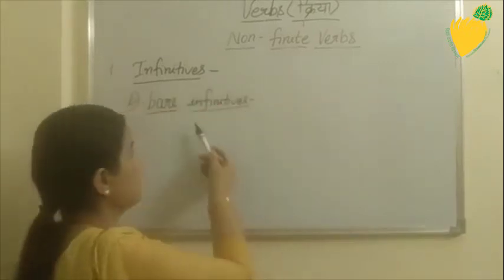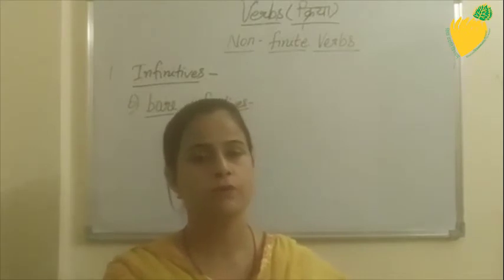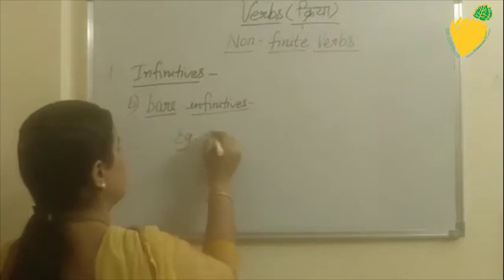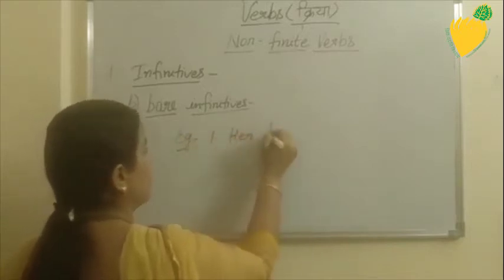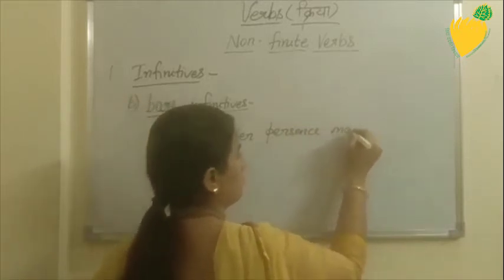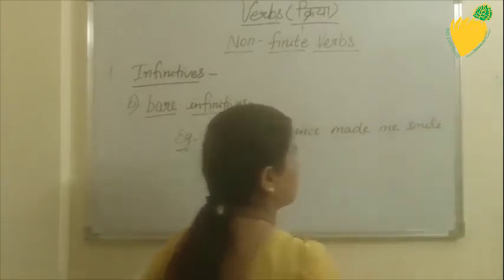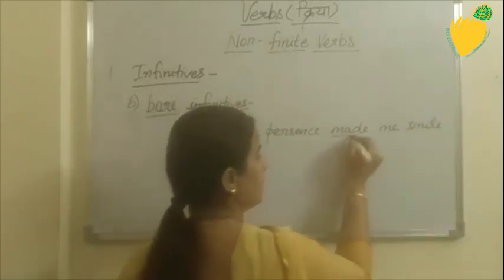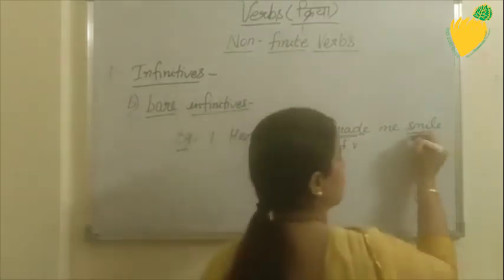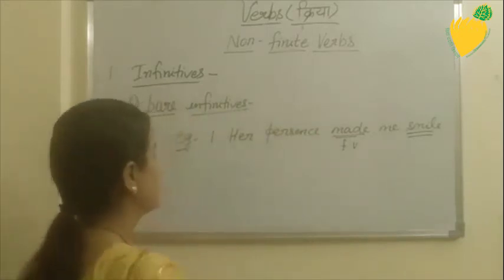Now next infinitive is bare infinitive. Bare infinitives are used without to. For example, her presence made me smile. In this sentence, made is the finite verb and smile is non-finite verb, bare infinitive.